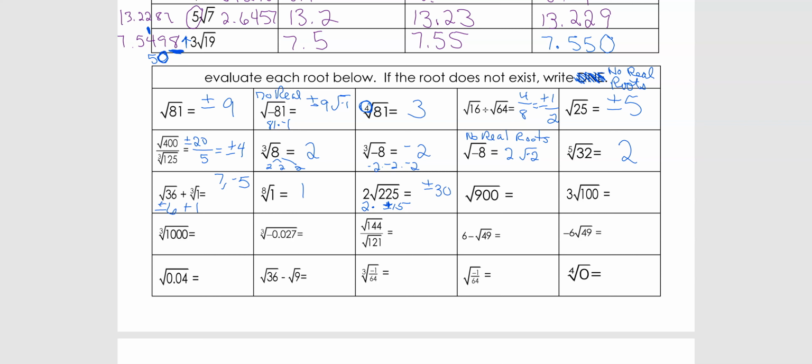900 is also a perfect square. It is 30 times 30.